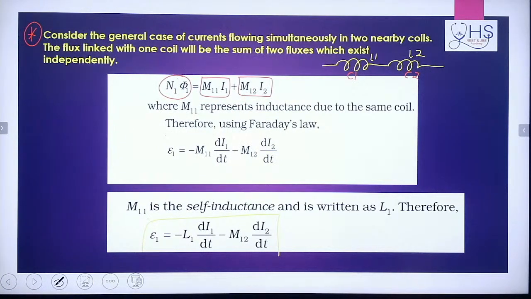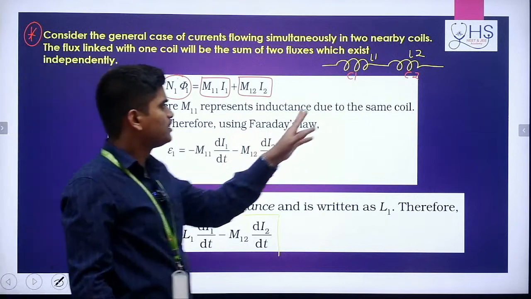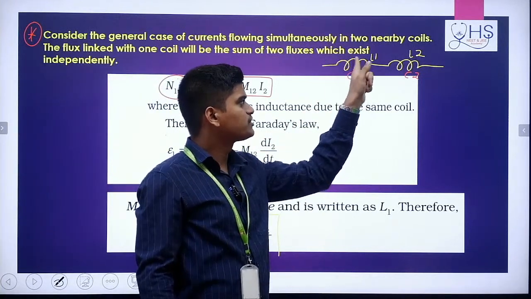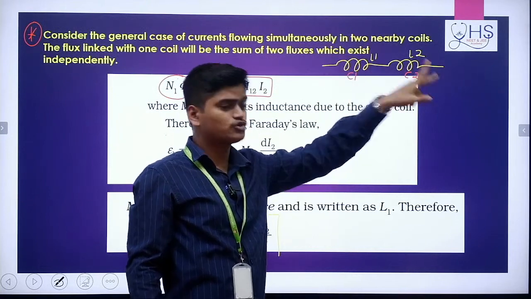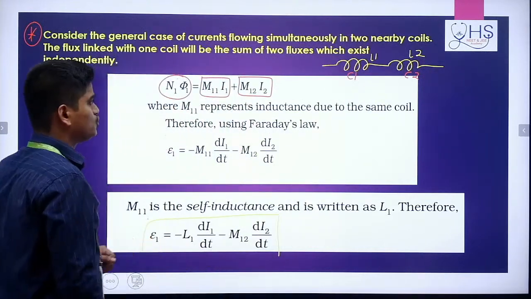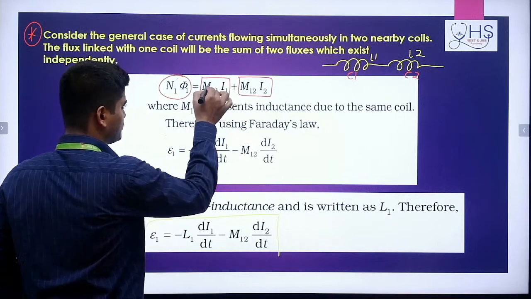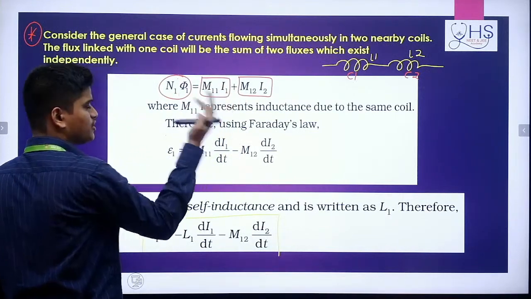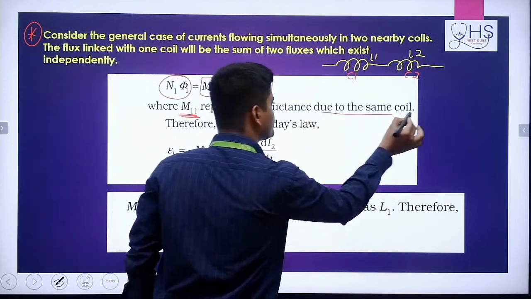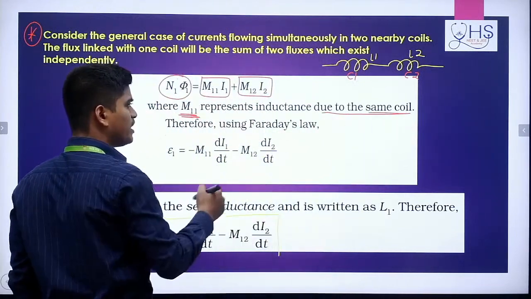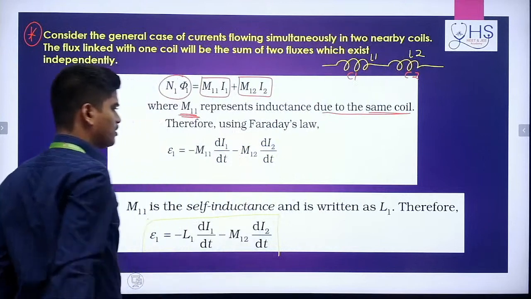Now what I am telling here is that in coil 1, the total flux depends on the current I1 and also on the current I2. Whatever depends on I1 is basically called self inductance. This M11 is nothing but self inductance. It represents inductance due to the same coil, and M12 is the inductance due to the other coil.